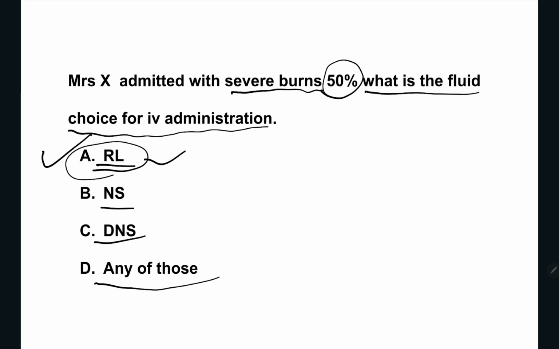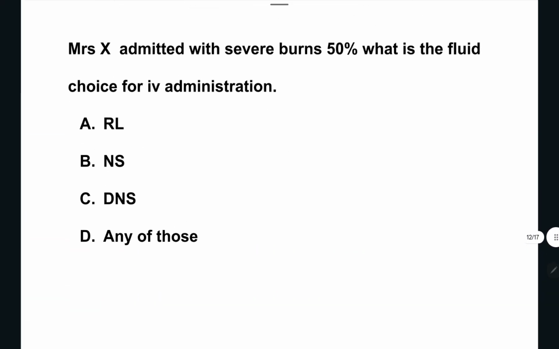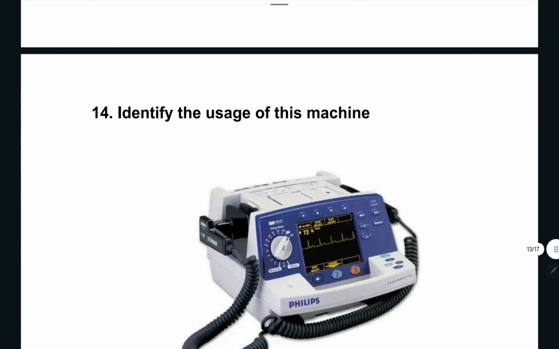So why do we prefer only ringer lactate as a first priority in the case of severe burns or any burns condition? Because it is a solution that is used to replace the fluids and electrolytes in the patients, all those patients who have low blood volume and low blood pressure. So in these conditions we can give the ringer's lactate for the patient. This question was already asked in the last year examination of the Telangana staff nurse recruitment examinations.